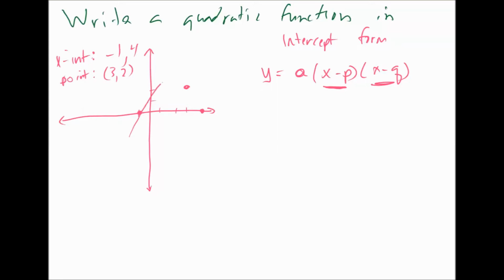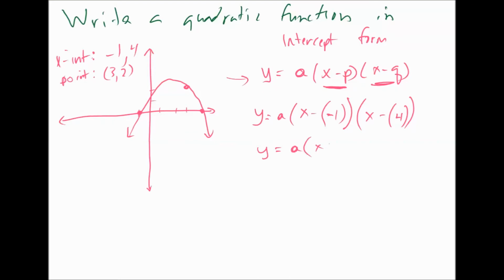So we know it's going to look something like this. Now, we're going to use this equation to find the answer. Remember, we're looking for a. We have almost everything else. We just need to look for a. So we get y equals a times x minus p. P is just one of those intercepts, so whatever. X minus the negative 1, we'll just start there, times x minus q, so x minus 4. Simplify, clean this up a bit. A times x plus 1 times x minus 4.